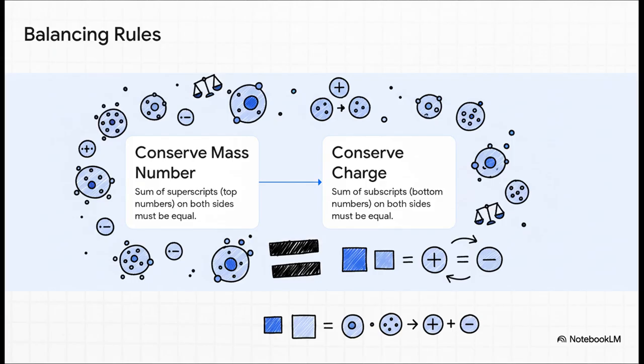First, the total mass number. That's the top number. The total count of protons and neutrons. It has to be the same before and after, always. Second, the total charge. That's the bottom number, the atomic number, which is just the protons. That also has to be the same on both sides. And that's it. The whole thing just comes down to simple addition and subtraction.